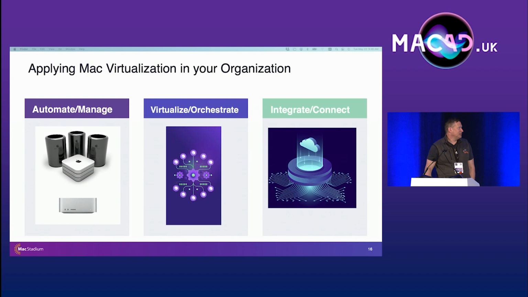So let's apply Mac to, let's virtualize your organization. There's a couple of different stages, not just virtualization, but automate and manage, virtualize and orchestrate, and then integrate and connect. And I say this because we've all used Mac forever. It's about the hardware, what we can do with the hardware. The first step in any organization is getting that hardware, deploying that hardware, and then figuring out how to control it. The power of virtualization really gets into distribution, orchestration, and other things.